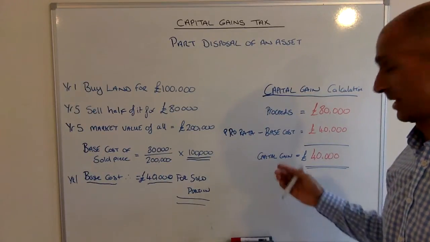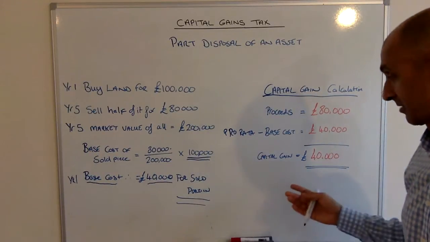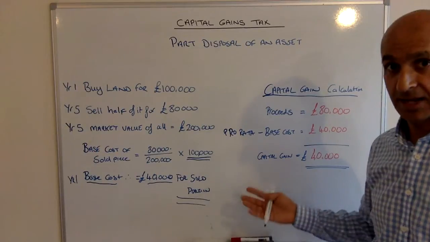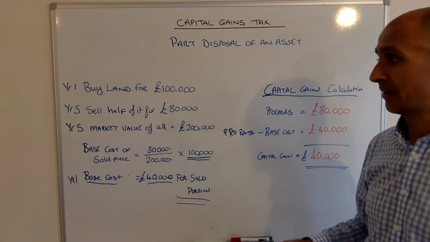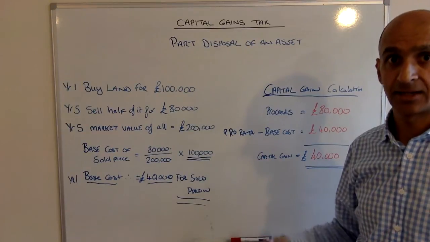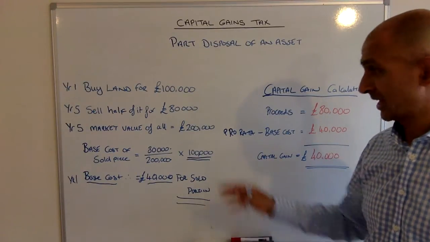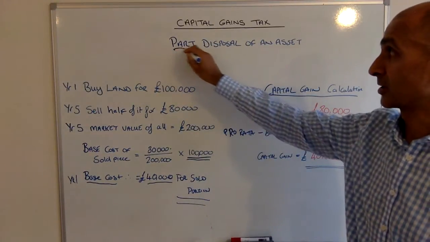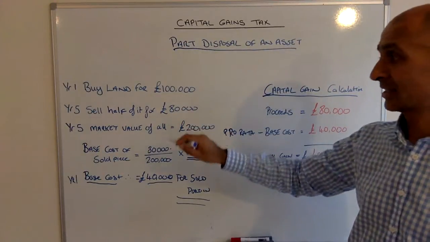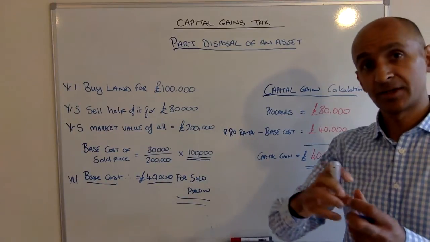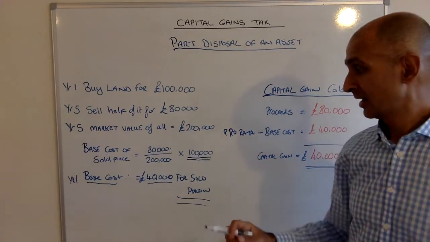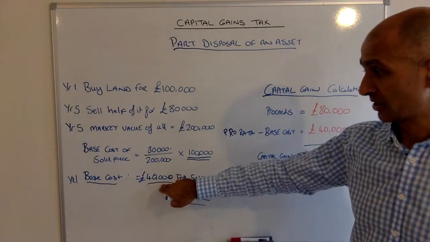to give us a capital gain of £40,000. And then that gain will be subject to various exemptions and tax brackets depending on the person's personal tax and their other income. But that's basically how we do a part disposal of land. The key is to try and work out the base cost of the piece that we're dividing off and selling, which we've calculated as £40,000.